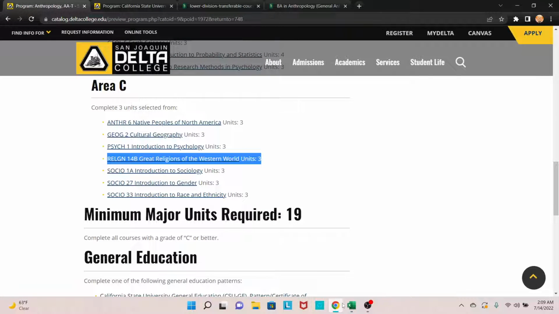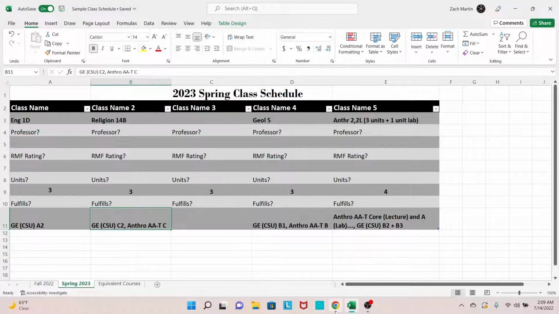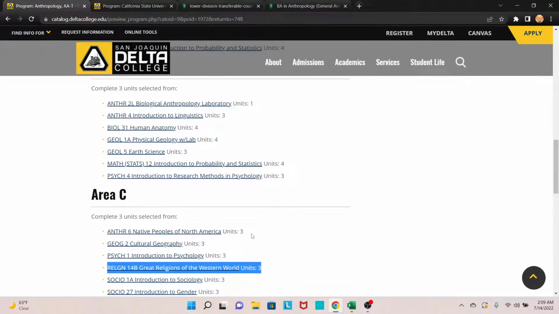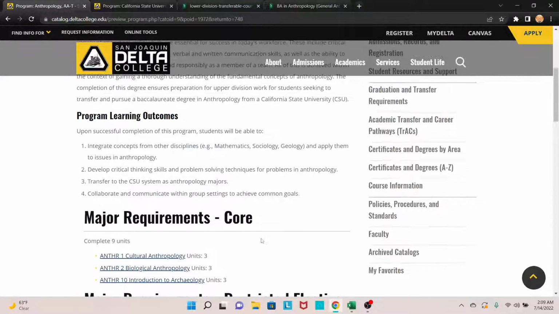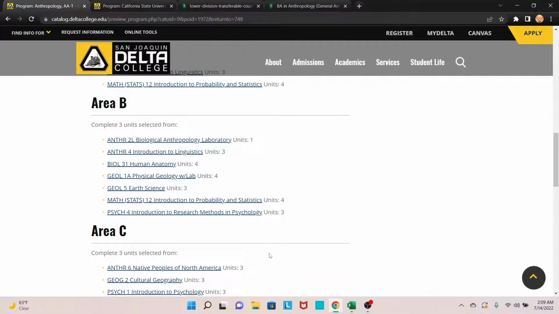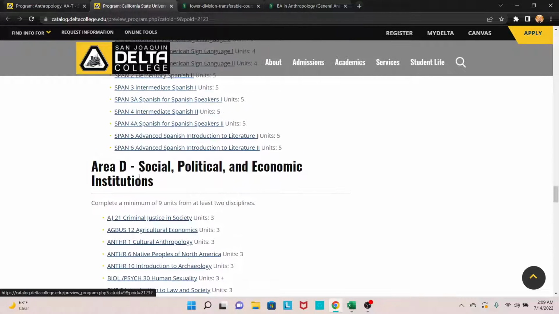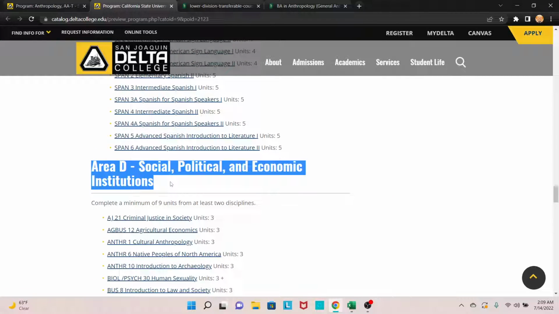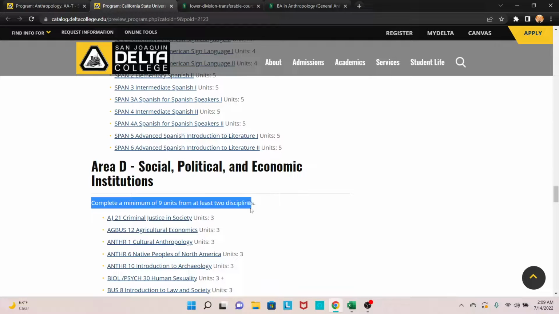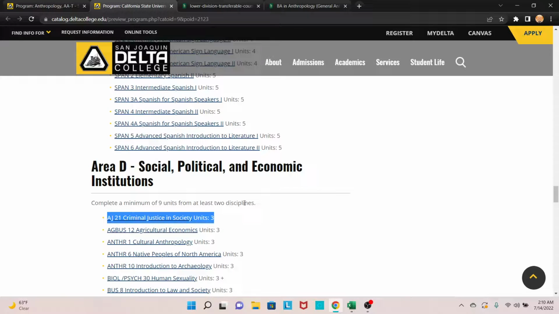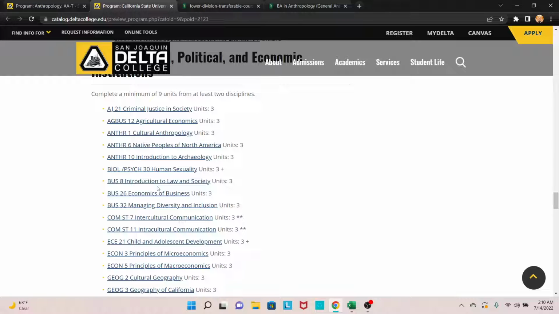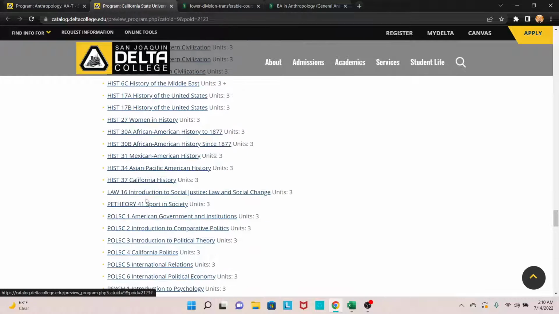So if this schedule is stuck to, from my understanding, this degree would already be complete 2 semesters in. And a huge chunk of general ed would already be complete too. Area C would then be done, which means we can go to area D, which would require 3 classes to choose from. Complete a minimum of 9 units from at least 2 disciplines. 2 disciplines meaning that it can't all be anthro, it can't all be business, it can't all be speech. Has to be from 2 different subjects.